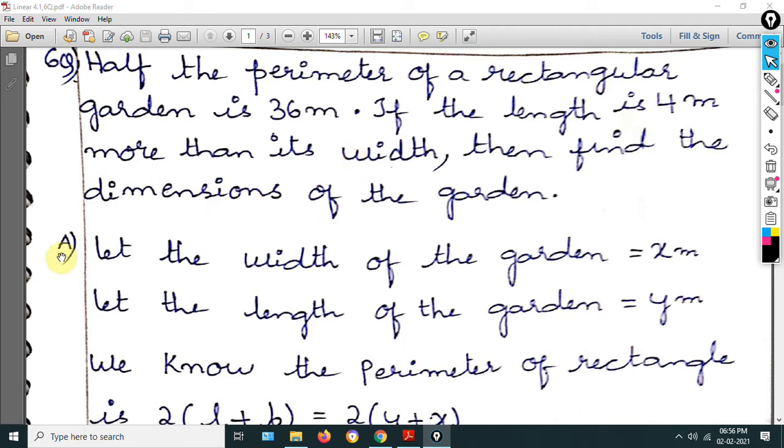So what we are doing? Let the width of the garden equal x meter, we are assuming. Let the length of the garden equal y meter, we are taking.